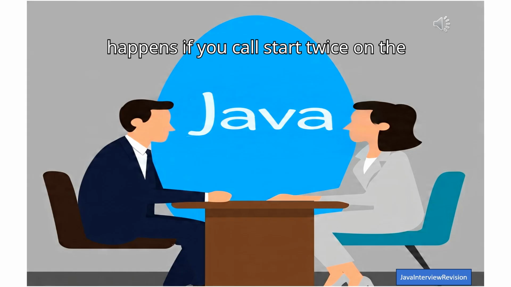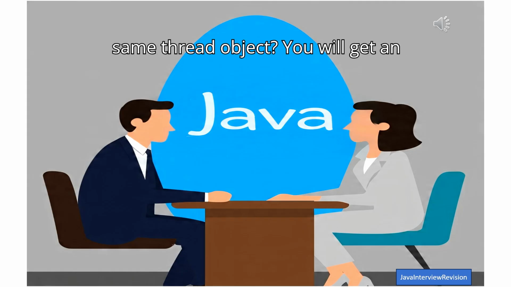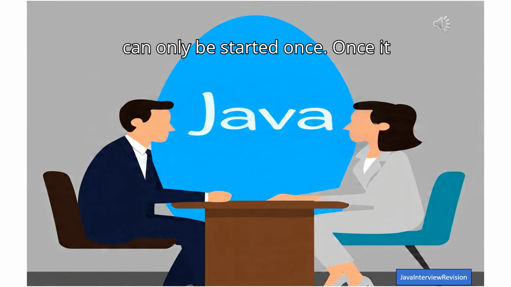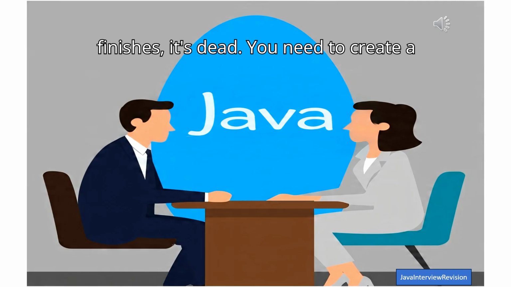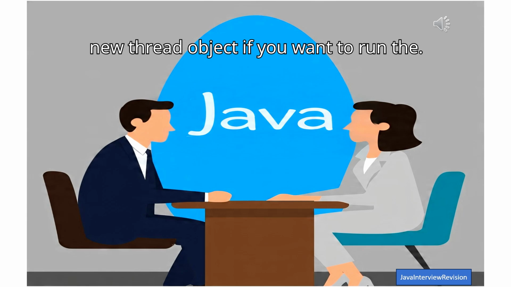What happens if you call start twice on the same thread object? You will get an IllegalThreadStateException. A thread can only be started once. Once it finishes, it's dead. You need to create a new thread object if you want to run the logic again.